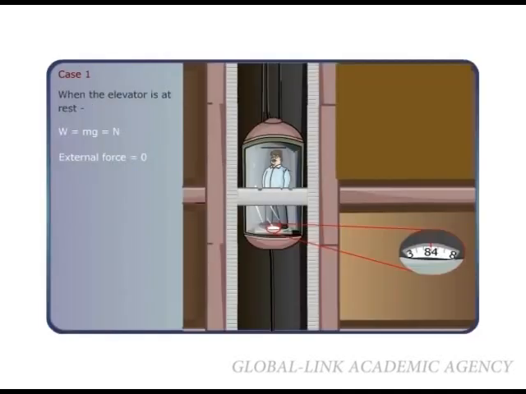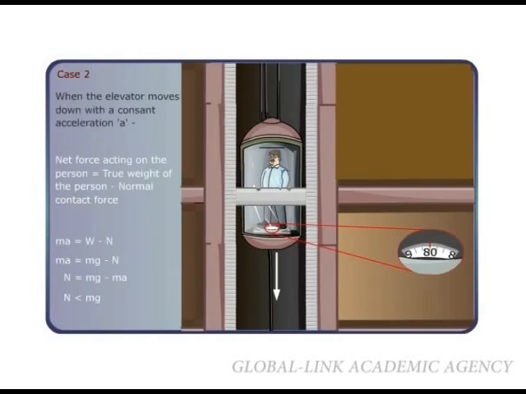When the elevator is at rest, the person inside is also at rest. External force is equal to 0. Thus, the true weight of the body W acting normally downwards is equal to the normal reaction force acting vertically upwards. In this case, the machine registers the true weight of the body.